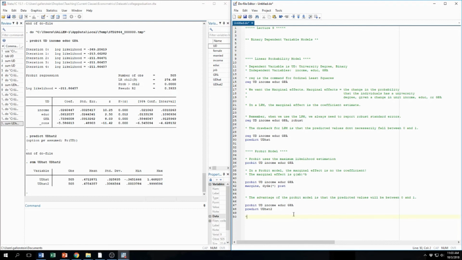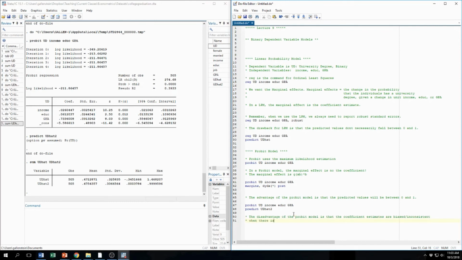Okay, so now let's talk about this big disadvantage. The disadvantage of the Probit model is that the coefficient estimates are biased, or more technically speaking, inconsistent. That means that even if I have a really big sample, they're still biased.